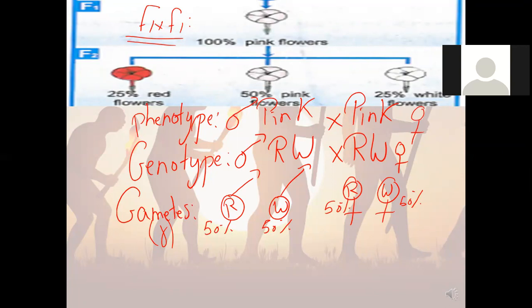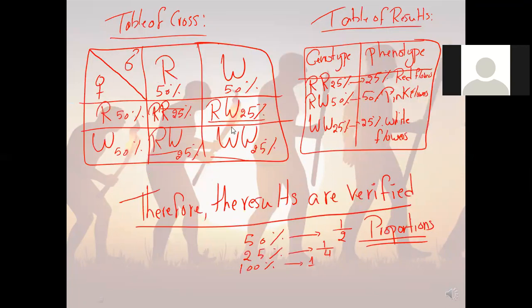Moving now to the table of cross and the table of results. In the table of cross, male and female both have RW. Here we have RR, since crossing R and R. Then we have R and W, RW 25%. And here we have WR, you can use WR or RW, it doesn't matter. And here we have WW 25%. RR: what is the color? RR 25%, so 25% will have red flowers. RW, here we have 25, and here I have 25.